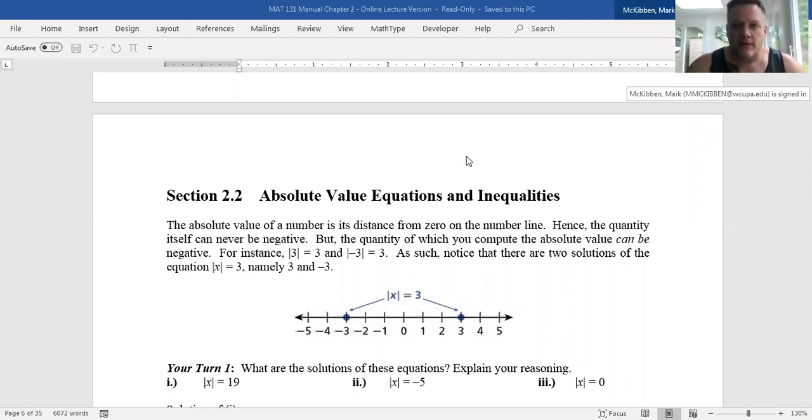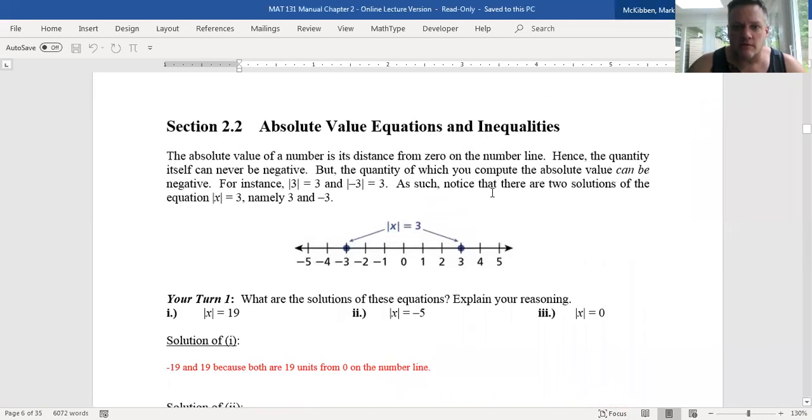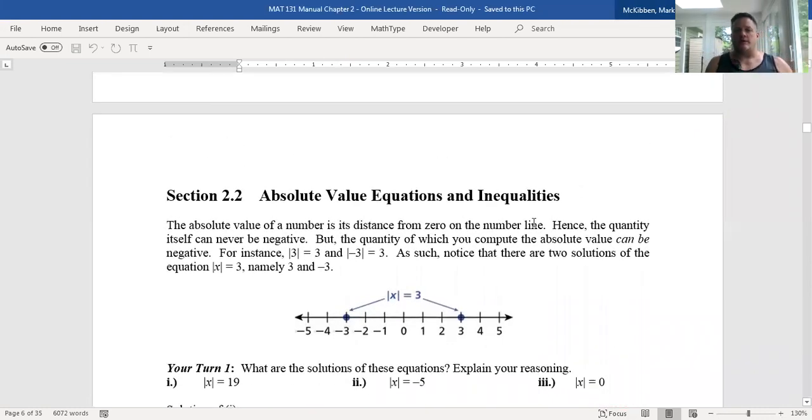All right, so this section is about absolute value equations and inequalities. Remember, the absolute value of a number is defined to be its distance from 0 on the number line. The absolute value of 5 is 5 because it's 5 units to the right of 0. Similarly, the absolute value of -5 is still 5 because it's 5 units from the origin, even though it's to the left. So the absolute value is a distance.